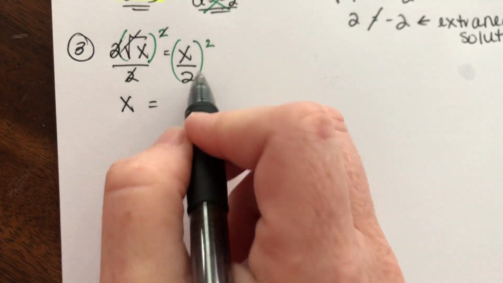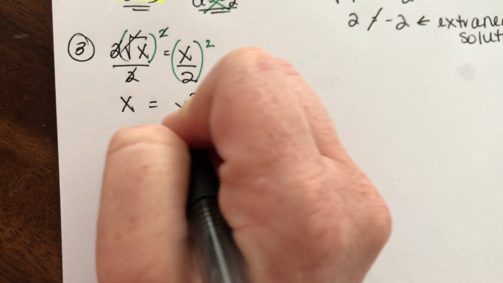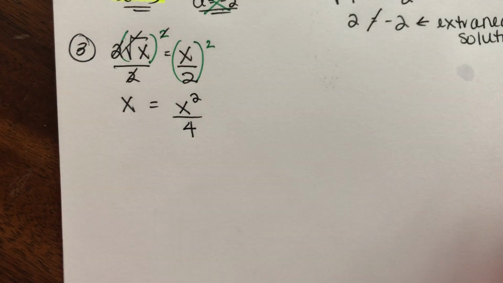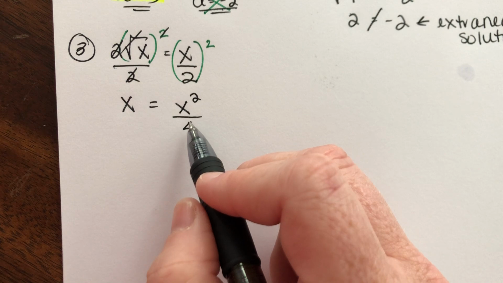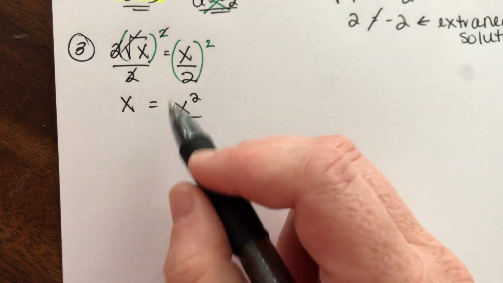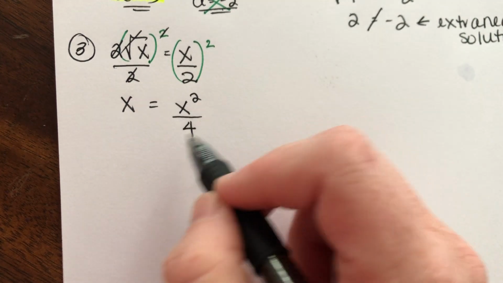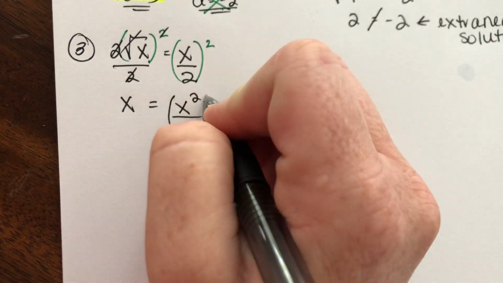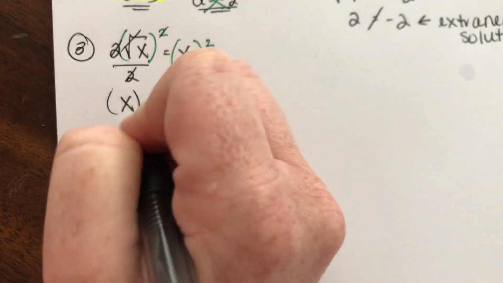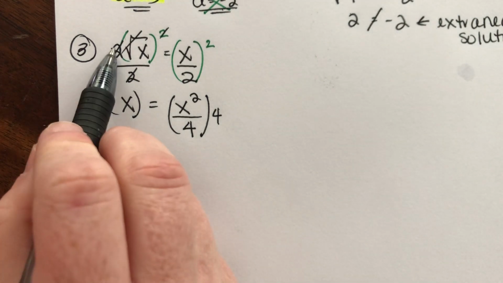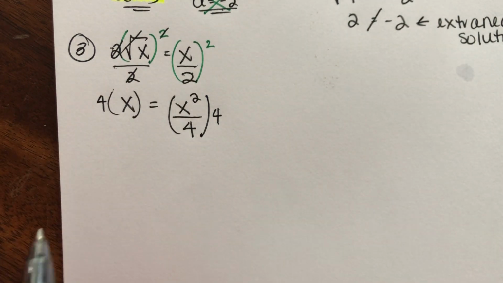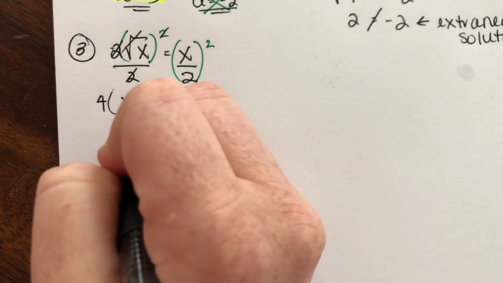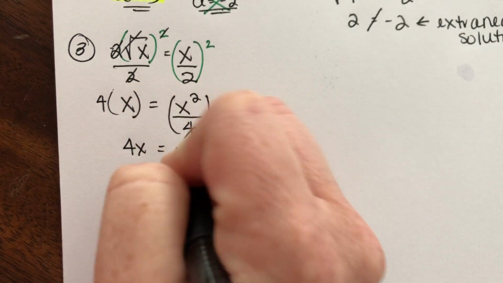x over 2 times x over 2 gives me x squared over 4. And I don't want my x squared term to be divided by anything. I don't want a fraction in front of it. So to get rid of that, I'm going to multiply by 4. It seems funny because I already got rid of the 2 and now I'm moving it back, but that's okay. These 4's cancel and I'm left with 4x equals x squared.